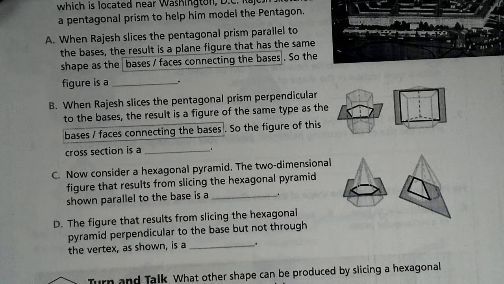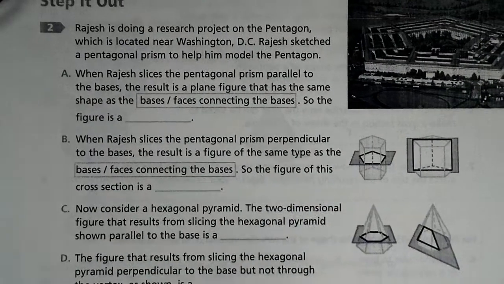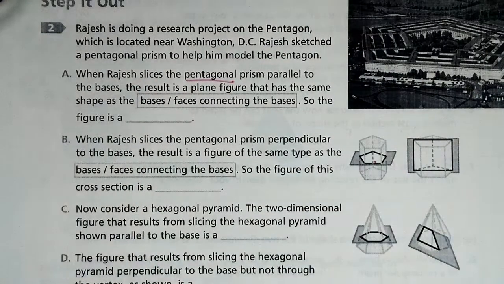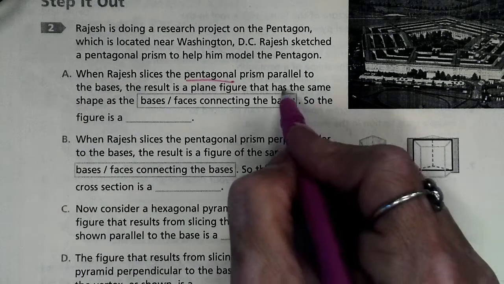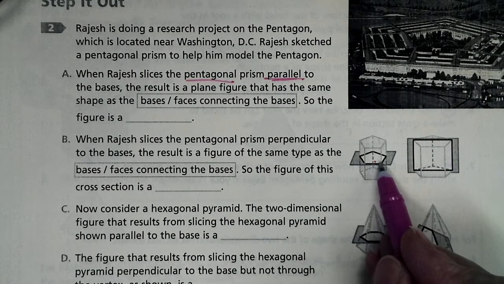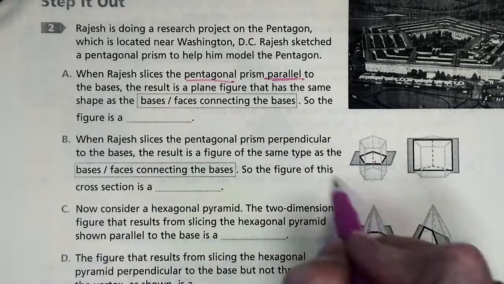All right, so let's start with A. A is this one, which is a pentagon prism, right? So if I cut a parallel, which is this one, you can see that it's the same shape as the what?